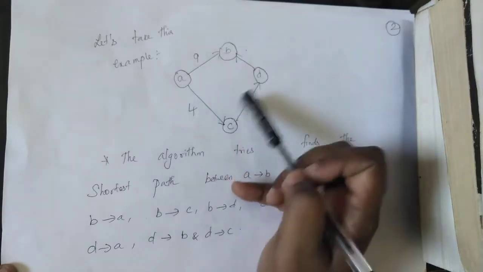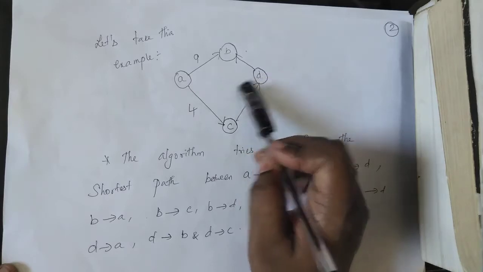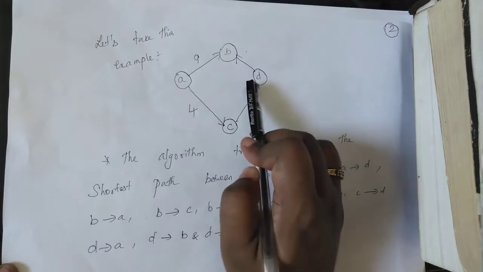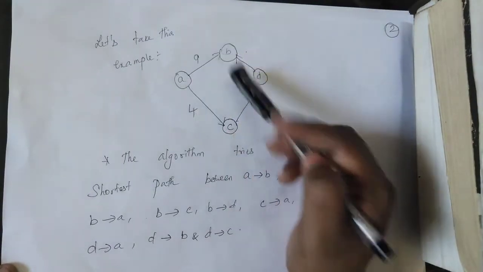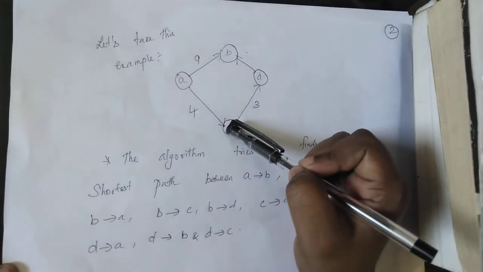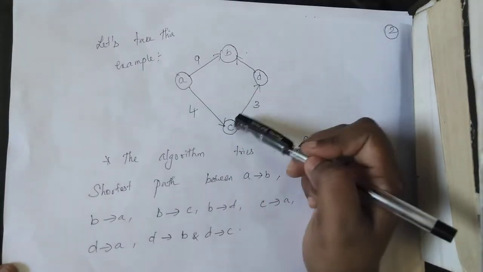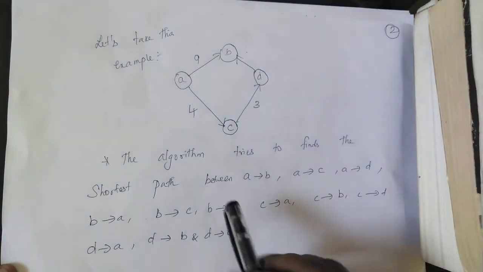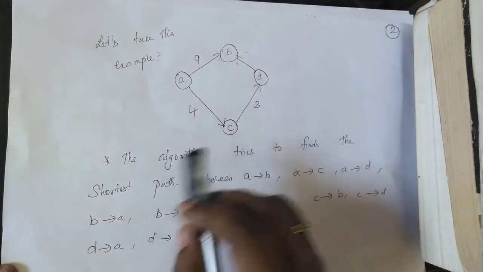It tries to find the shortest path, though there is no direct path connecting A and D, but it tries to find what could be the shortest path that could connect A and D. Similarly, it also tries to find the shortest path between B and A, B and C, B and D. And also the distance between C and A, C and B, C and D, and also D and A, D and C, and D and B. So that's what this algorithm is trying to find out. We'll understand how this is done.